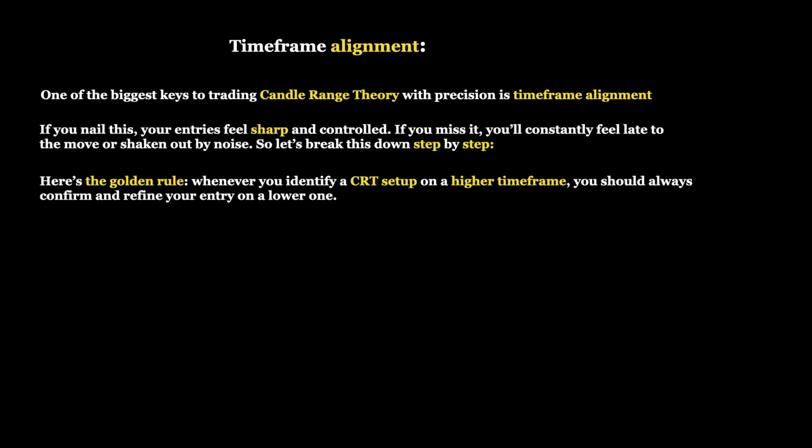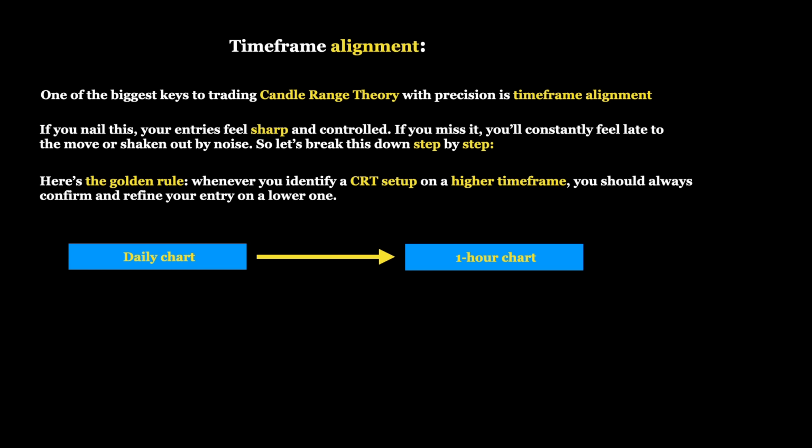Here's the golden rule. Whenever you identify a CRT setup on a higher time frame, you should always confirm and refine your entry on a lower one. So if the setup appears on the daily chart, the natural execution window is the 1-hour chart. Why? Because on the hourly, you can actually see how the market builds inside that daily candle. You'll catch the consolidation, the sweep, and the expansion in real time. That's where your precise entries and exits come from.